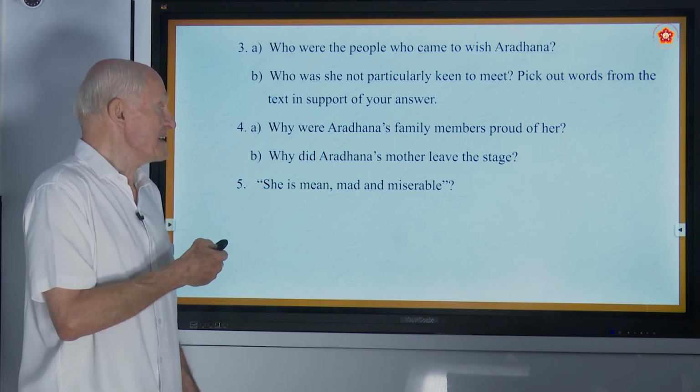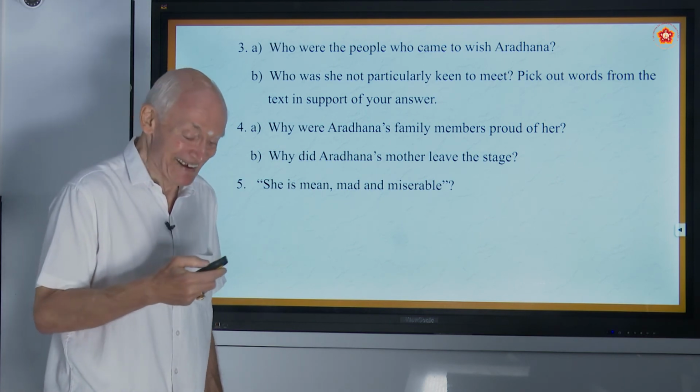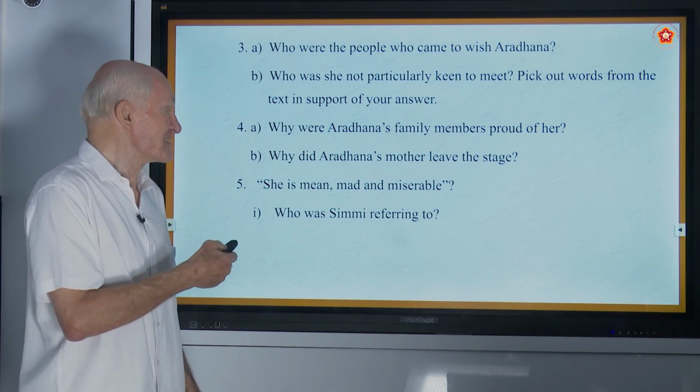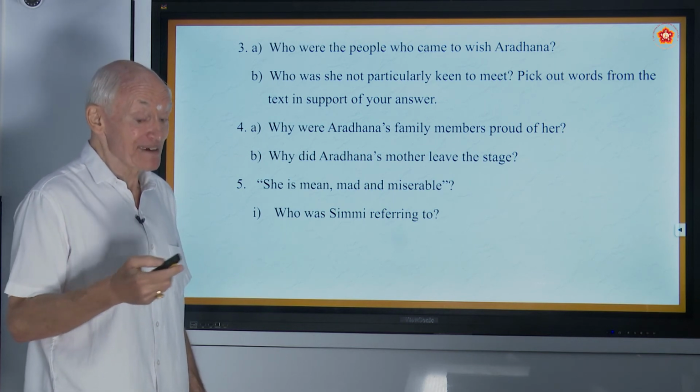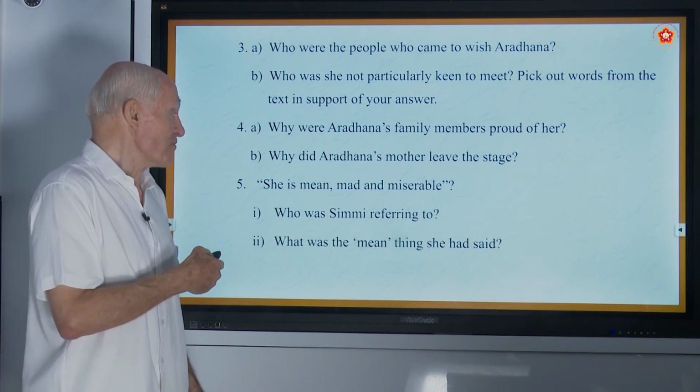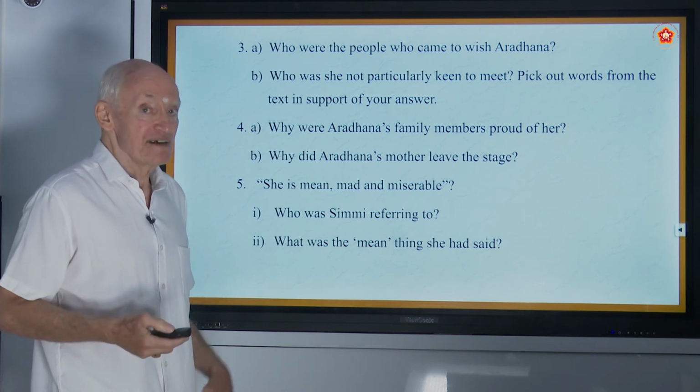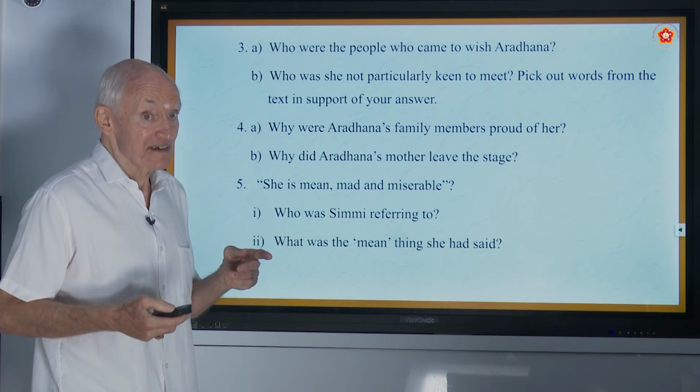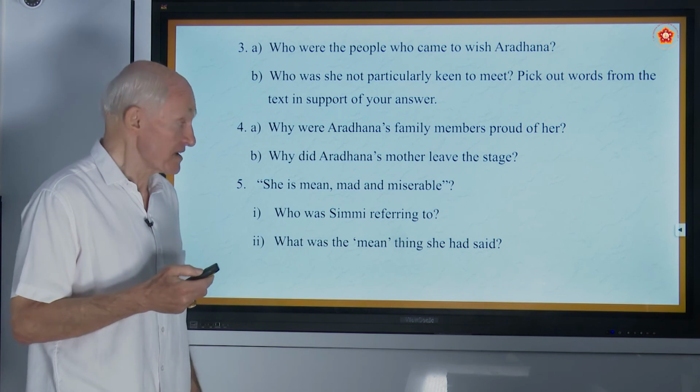5, she is mean, mad, and miserable. Who was Simi referring to? Aunt Pramila. What was the mean thing she said? Dark and skinny. Not compliments. Very negative.